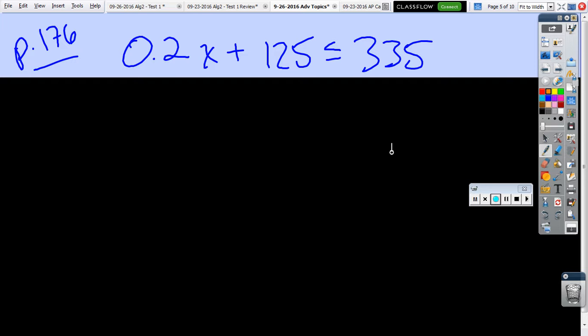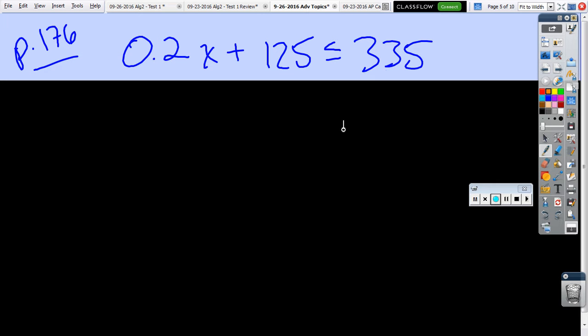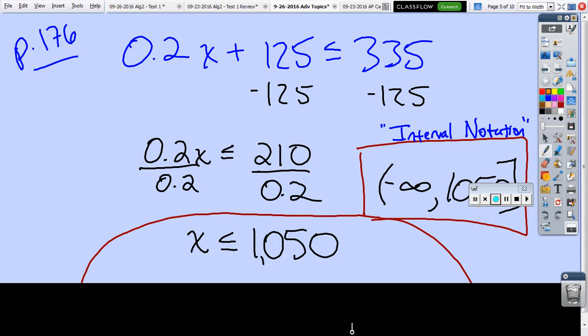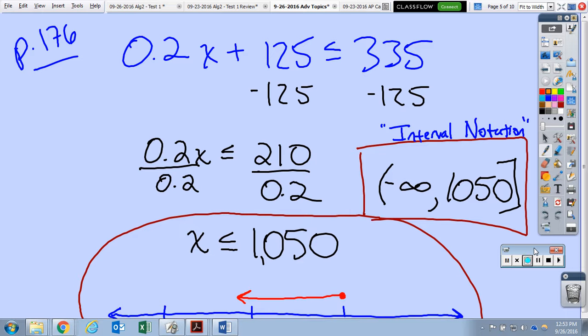What's 1,050? Is x less than or equal to 1,050? Is it greater than or equal to? Okay, x is less than or equal to 1,050. Very good. Good job. All right, so you're just making sure your skills are on par.